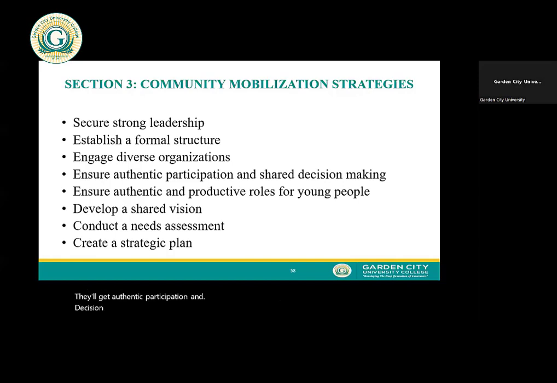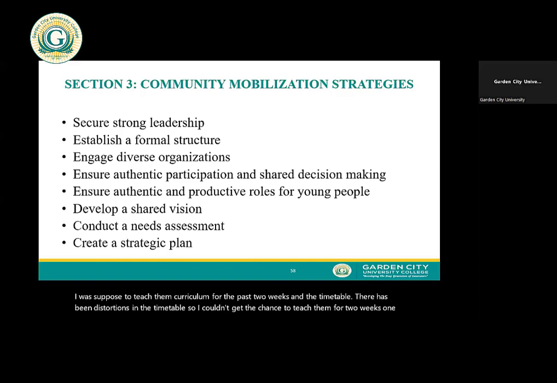So get authentic participation and shared decision making. Sometimes we do things and don't share decision making with people; we impose on them. The level 400 midwives and nurses, I was supposed to teach them curriculum for the past 2 weeks. There have been distortions in the timetable, so I couldn't teach them. I went to their platform and asked for 2 hours of their Sunday, when they don't have lectures, to do a makeup lecture for the almost 2 weeks they have missed.